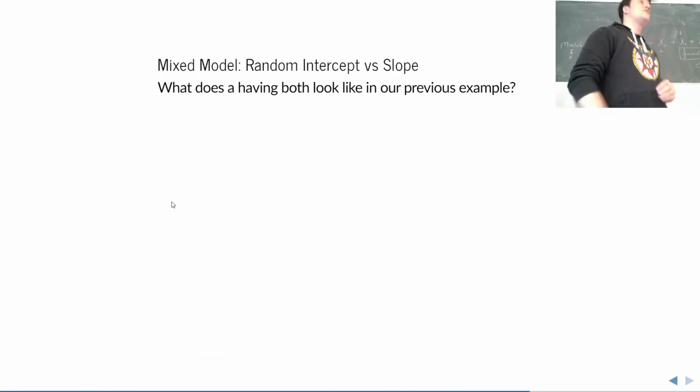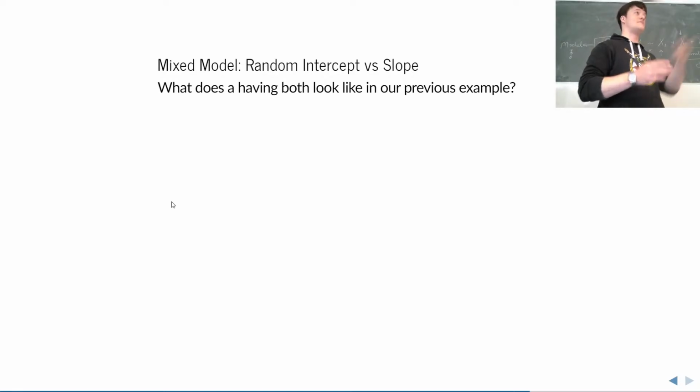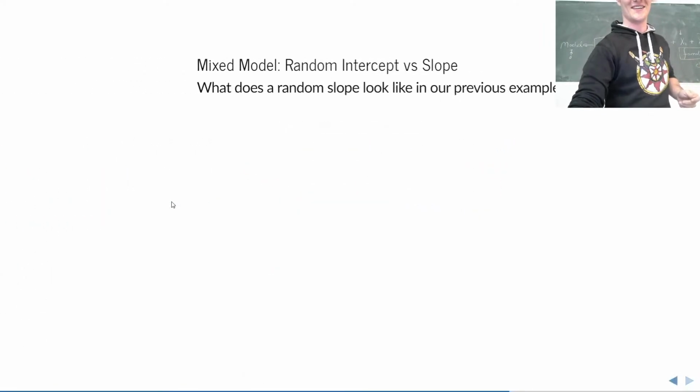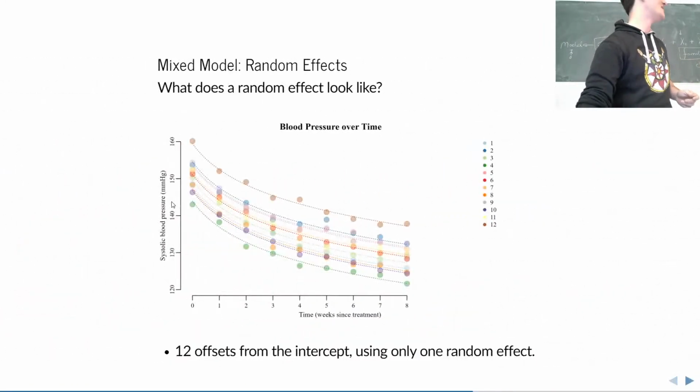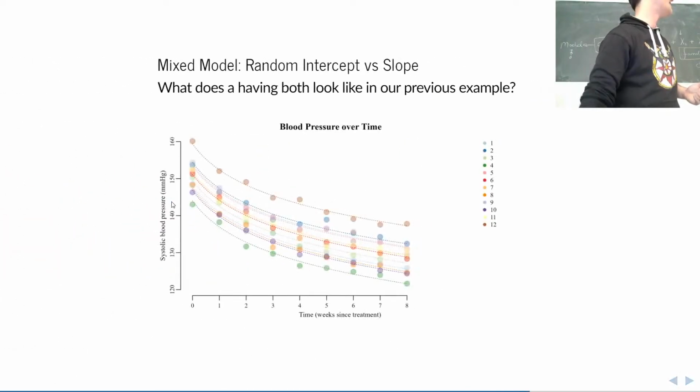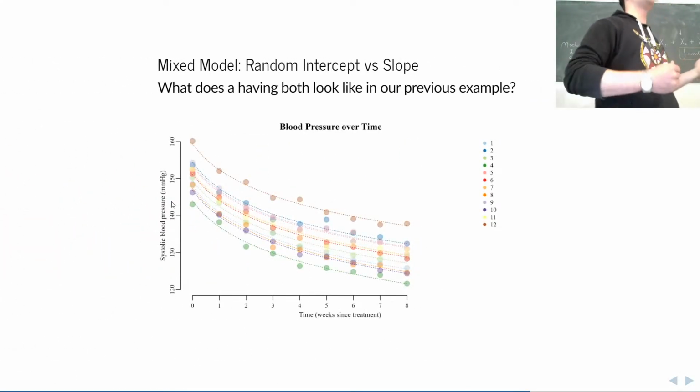So what does having both look like? Anyone have an idea? They all start out differently, so they all slope differently. Yes, they all start out differently and they all progress differently. So let's see what it looks like. It looks more or less the same as the random intercept, right? Looks more or less like this one. So why is that? Anyone have an idea? Why does it look more or less the same as just the random intercept?